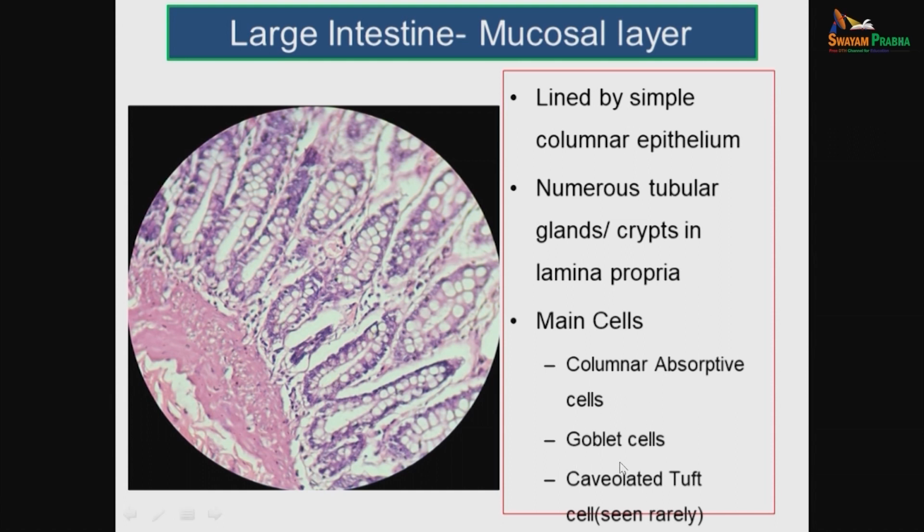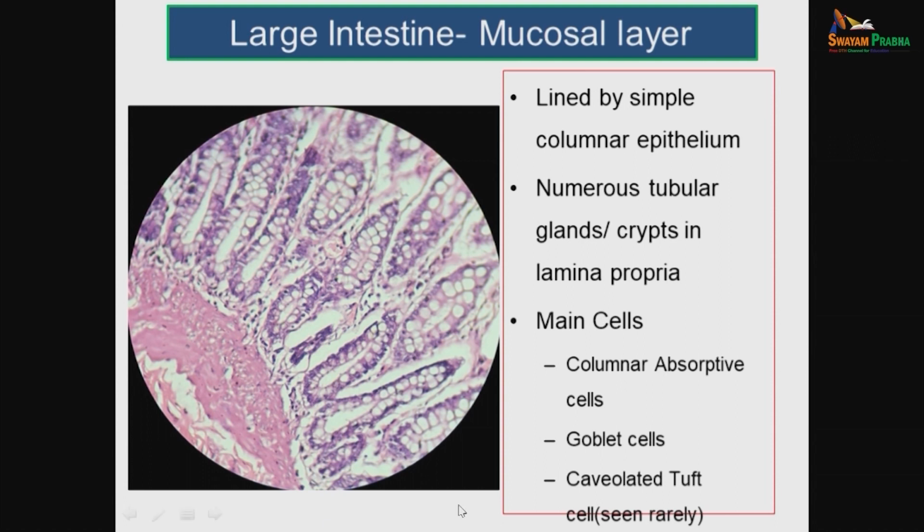Okay? So, the goblet cells are more in the ascending colon, and then as it reaches the rectum, the goblet cells become fewer, because there the need for propulsion is less, and already it has been propelled towards the rectum. So, the ratio of the goblet cells to the columnar cells is more in the proximal parts and less in the rectum.